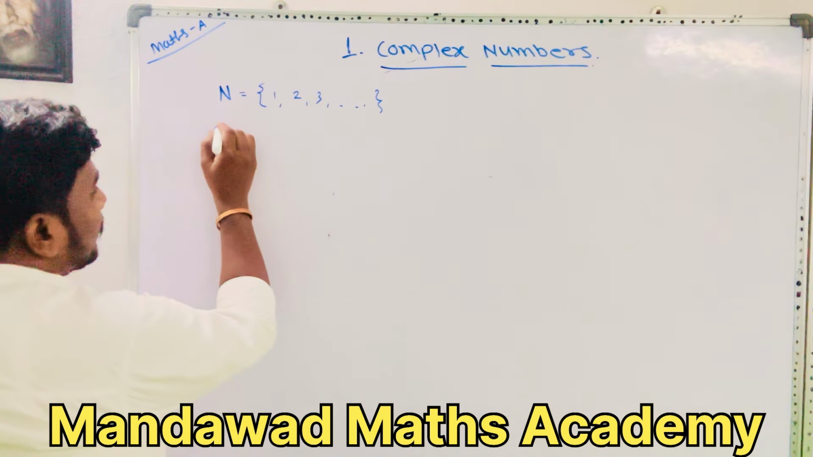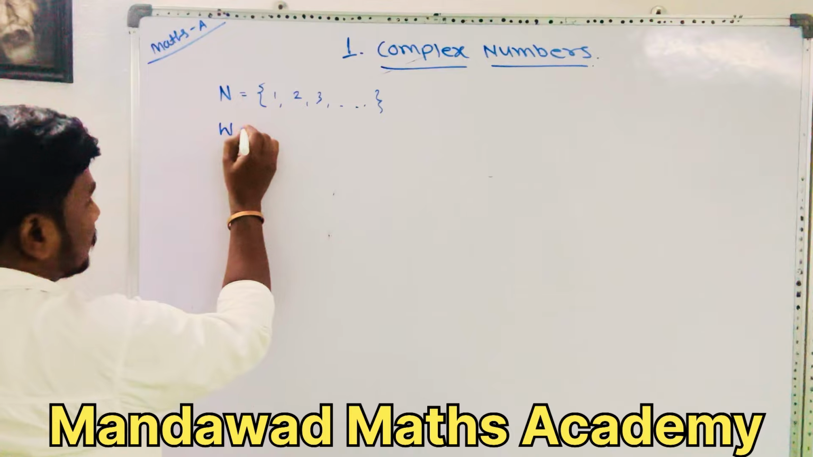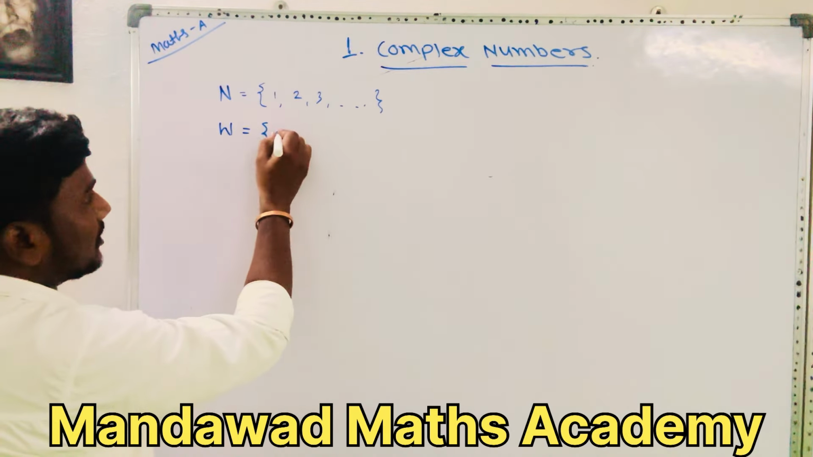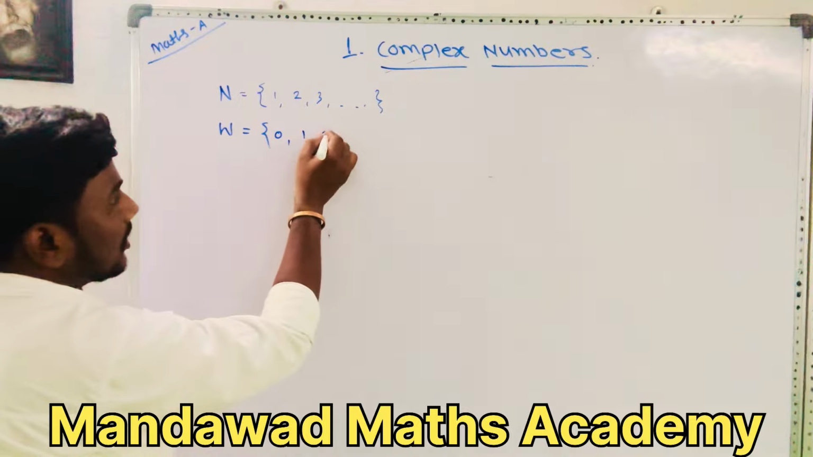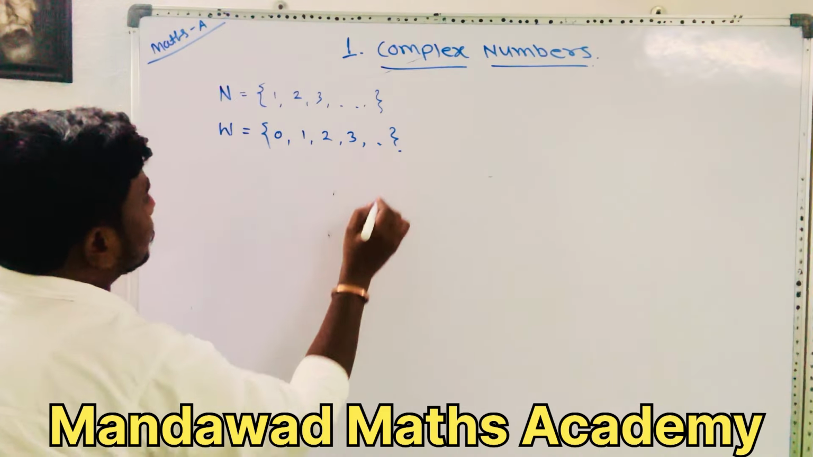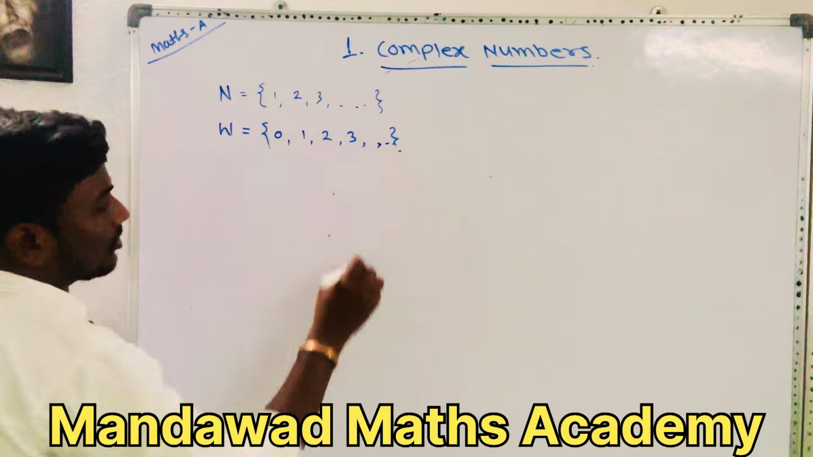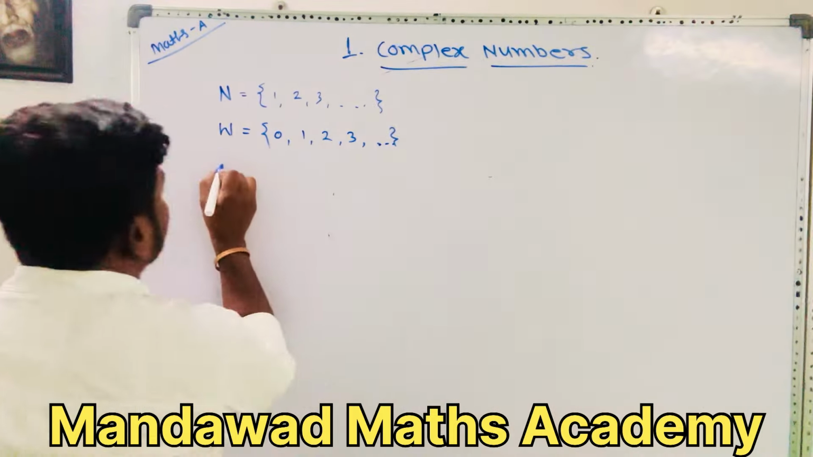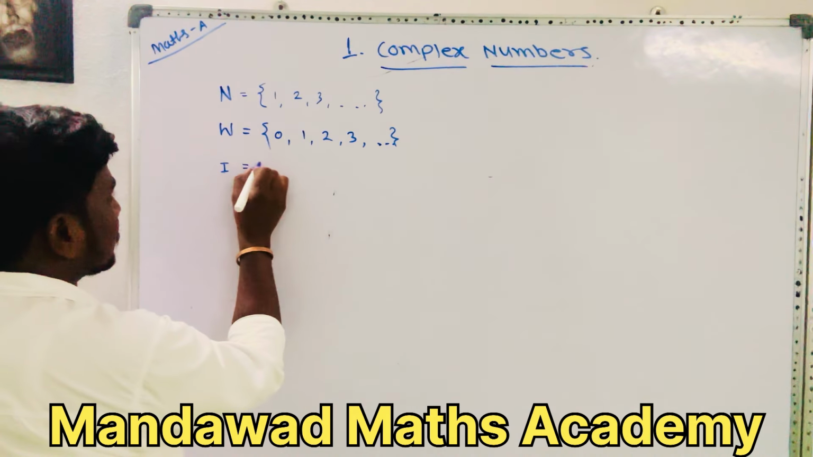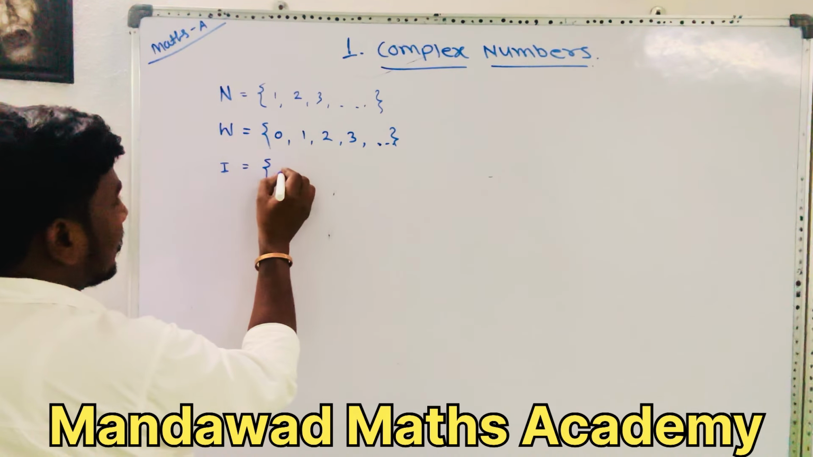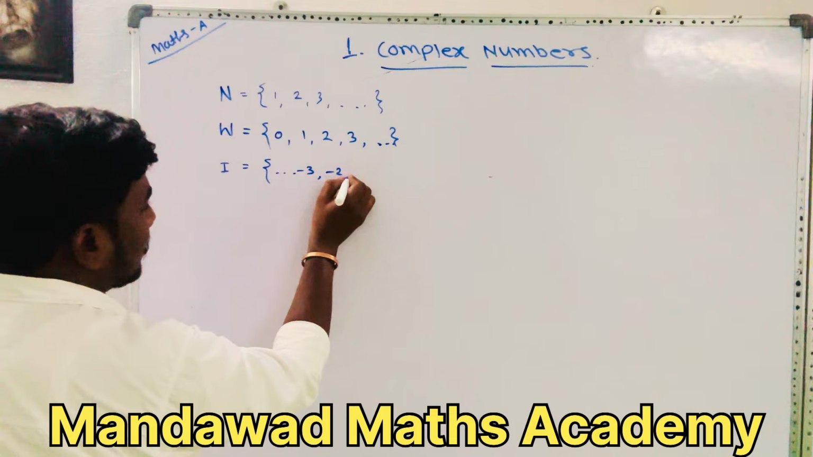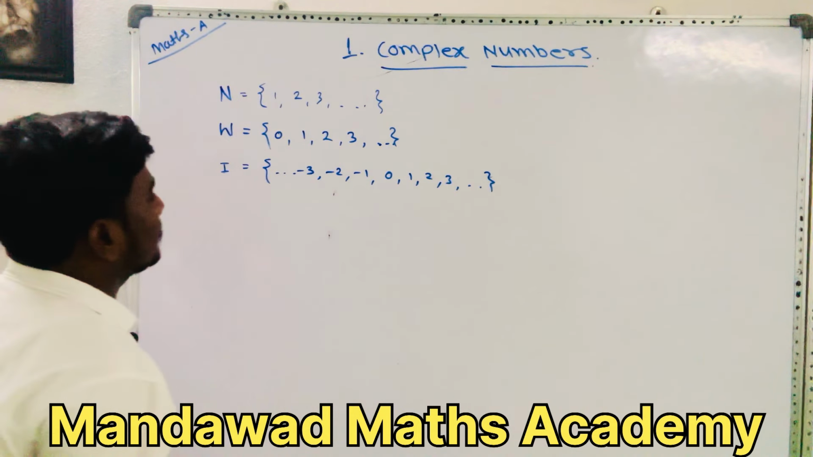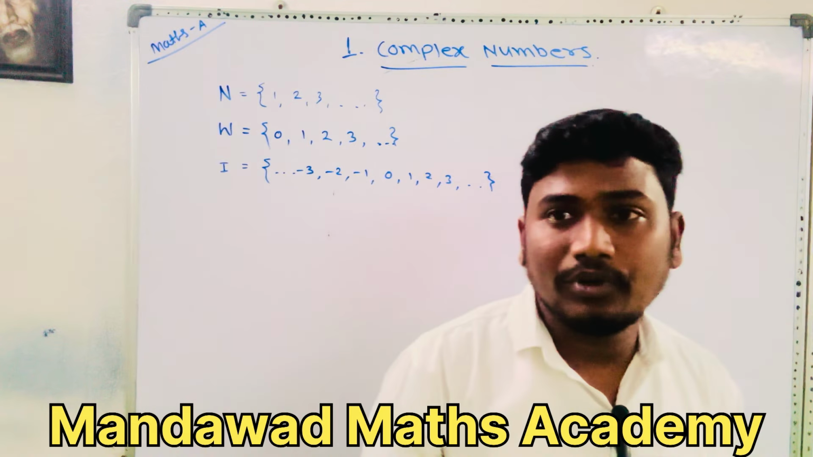Then we want 0 here. So this W indicates the set of whole numbers, which adds 0 to the natural numbers: 0, 1, 2, 3 and so on. These numbers are called whole numbers. Then we want negative numbers also. This is denoted by I, the set of integers, which are negative numbers, 0 and positive numbers.